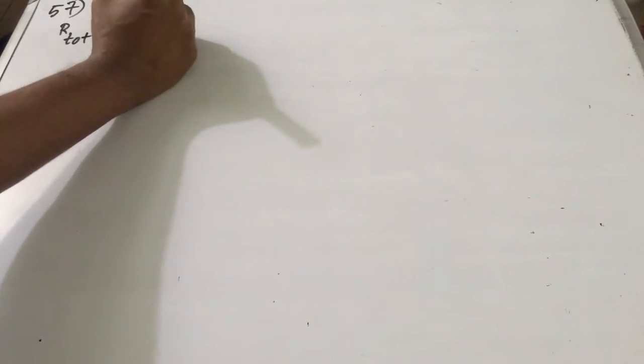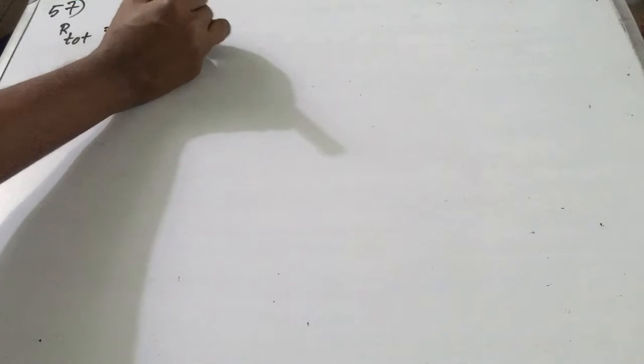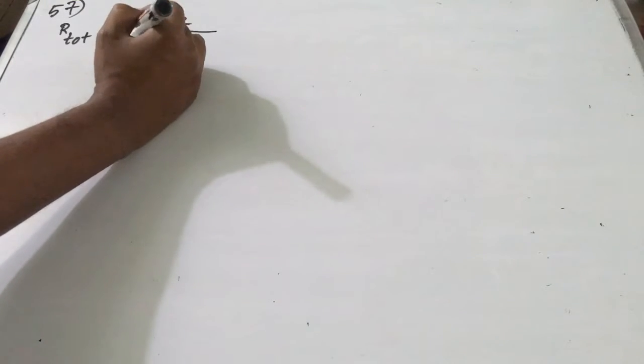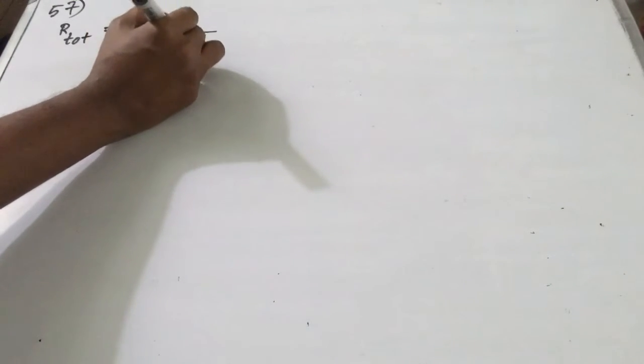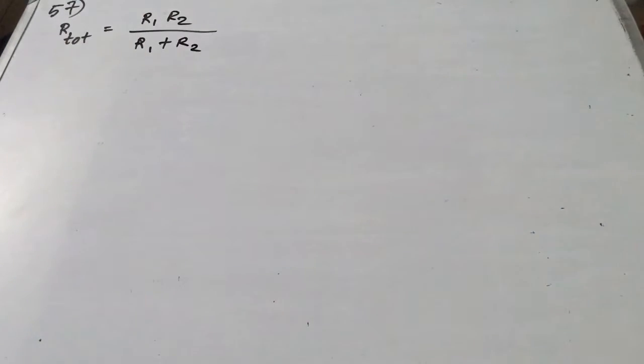First of all, let me write the function. This is the 57 number math. It will take a bit longer time, and it is a bit engaging kind of maths. So R total equals R1 times R2 divided by R1 plus R2. This is the equation given.